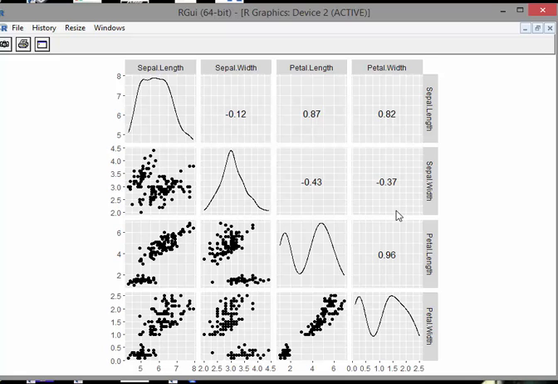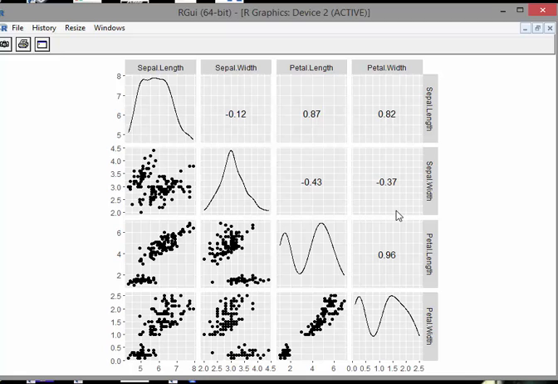So what we have along the diagonals are density plots, which convey the same sort of information as histograms. Above the diagonal, we have the correlation coefficients of each of the four numeric variables. And below the diagonal, we have the scatter plots of each corresponding pair of variables. Okay, so that is what it does.